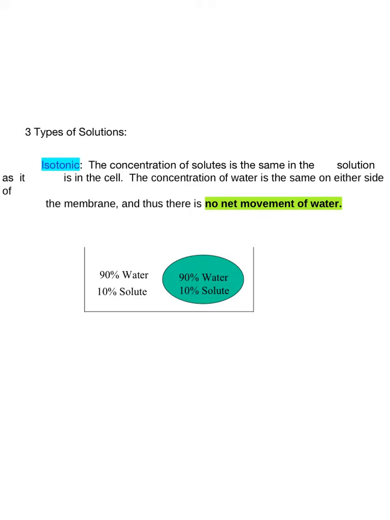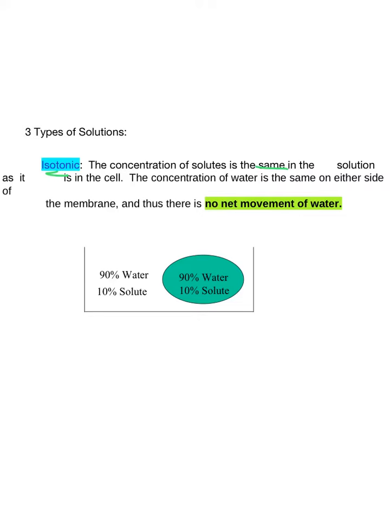We're going to give you 3 different situations, and you're going to have to analyze what's happening in terms of water movement in each of them. Remember that water is always going to go from higher concentration to lower concentration. Now the first type of solution you could put a cell in is an isotonic solution. Iso means same. So if we're looking at isotonic, we're looking at the concentration of solutes, and we're always talking about solutes here. The concentration of solutes is the same in the solution as it is in the cell.